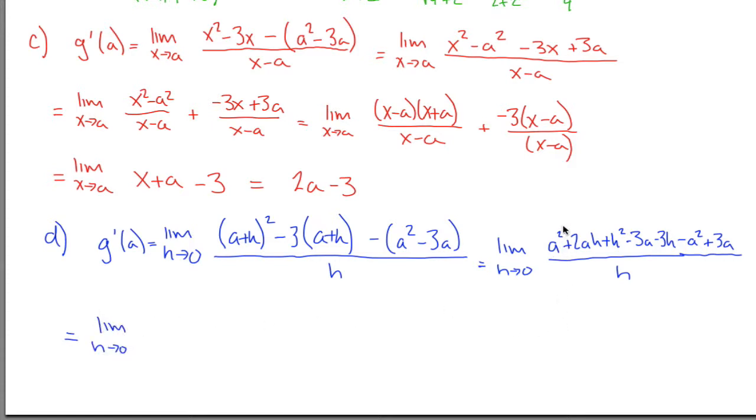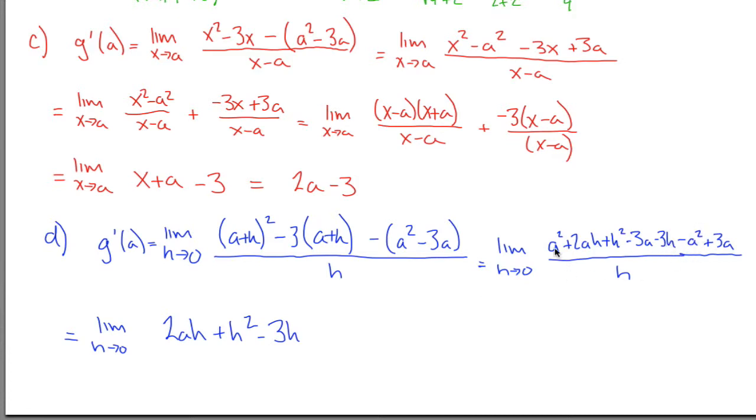Let's see. I got a squared here and negative a squared here, so those two cancel each other out. I got 2ah. It looks like the only term that has both a's and h's in it, so I'll leave that. I got an h squared. I don't have any other h squared, so I'll leave that. See, I got minus 3a, but over here I got a plus 3a, so those cancel out. Got a minus 3h and no other h terms, so I'll write minus 3h. And now I think we've gotten everything.